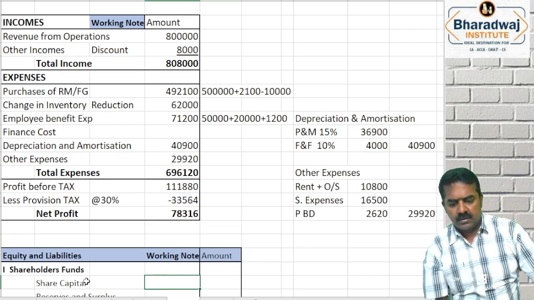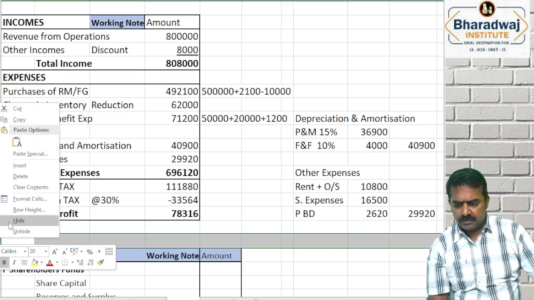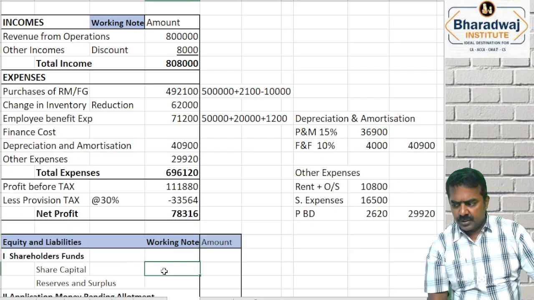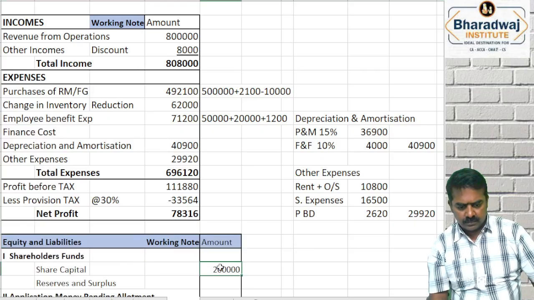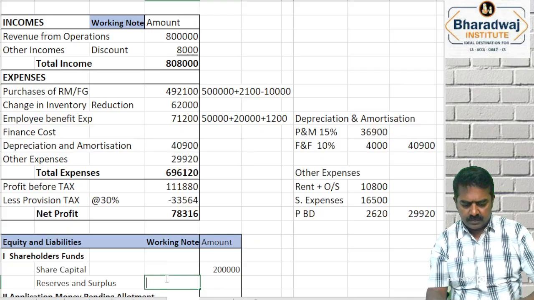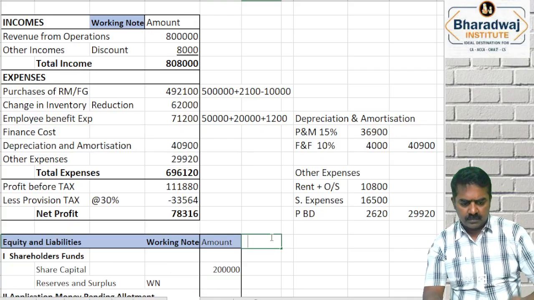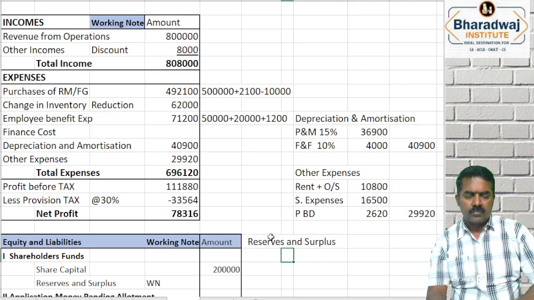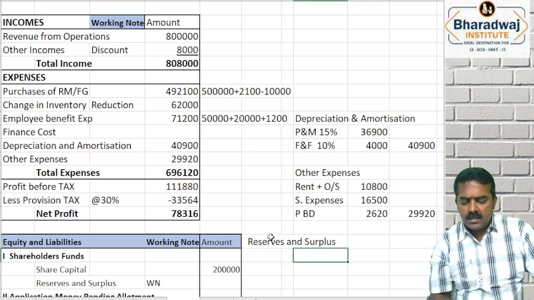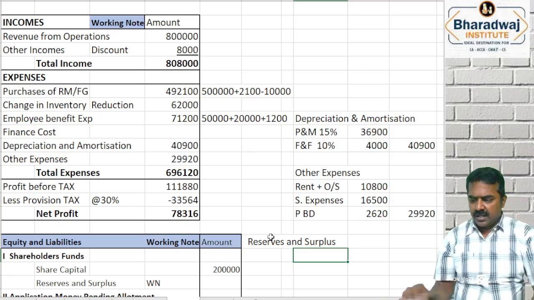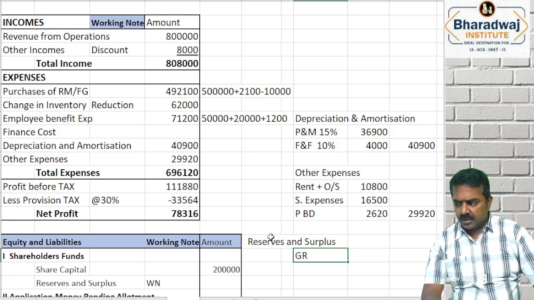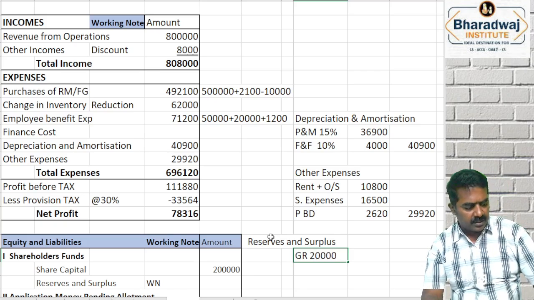Then try to prepare the balance sheet. Share capital, the paid up capital will come. Reserves and surplus, we need the working. Already general reserve is there, and I think we add 10,000. Already in the trial balance they have given 20, plus current year transfer 10,000. Total 30,000.